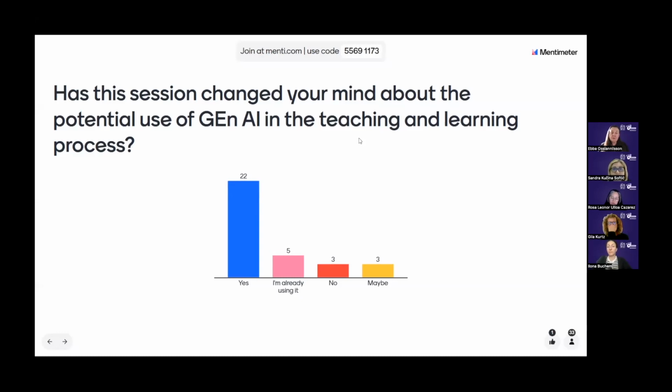So let's see. I think that we have very good answers. A majority of participants said that we have changed their mind about the potential use of GenAI in teaching and learning. So I think that we managed to deal quite well with this.